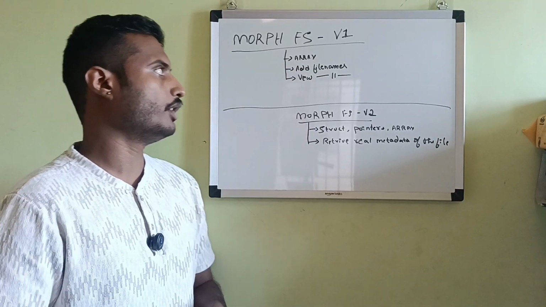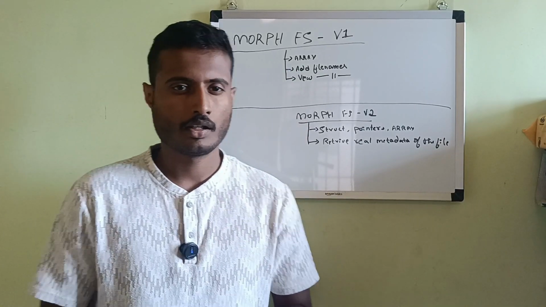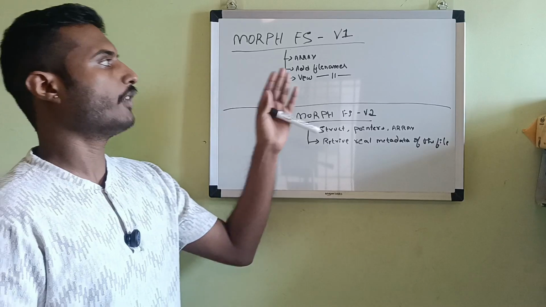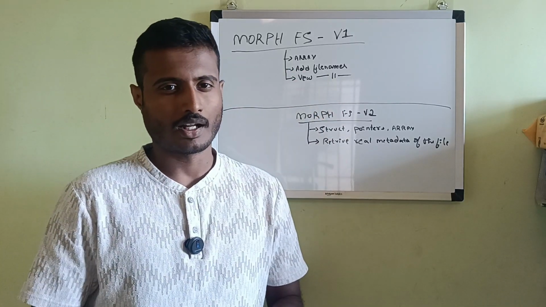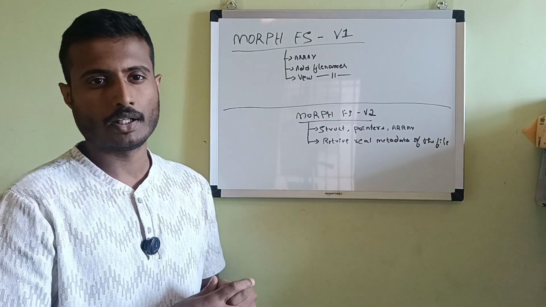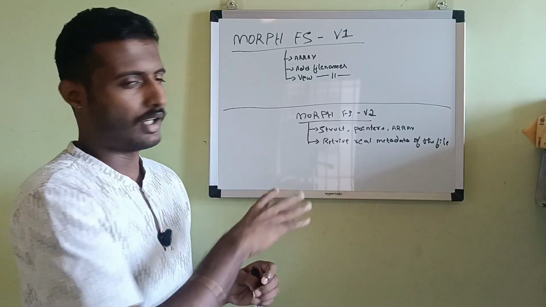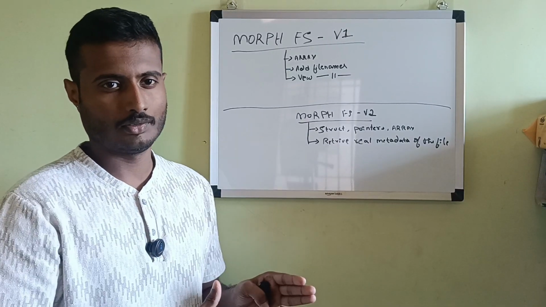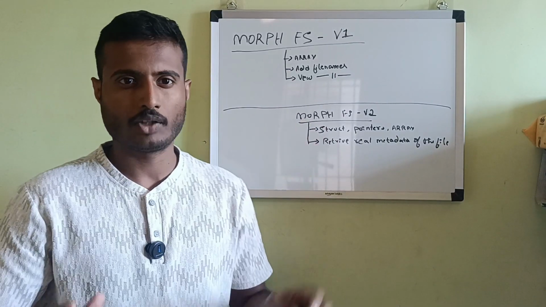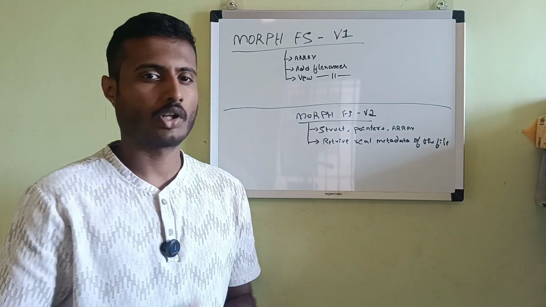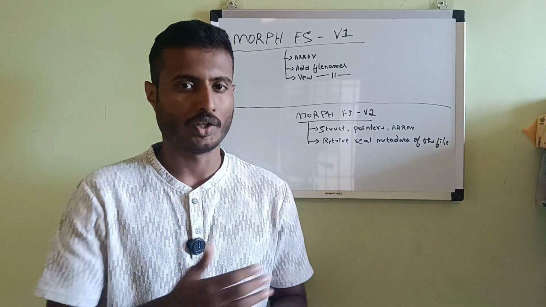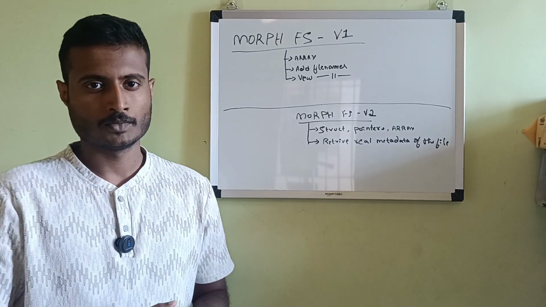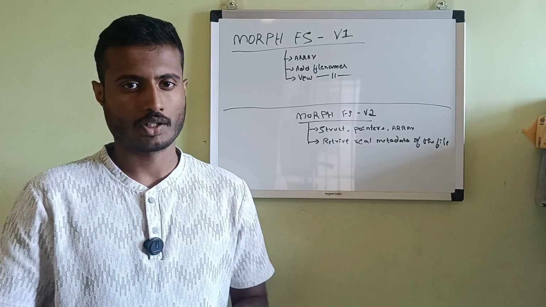In version 1, we used only an array, and we were only able to add file names and view file names. It was only at the compiler level, only at the code level. We were not communicating with the OS or our memory. It was not direct communication with the memory.